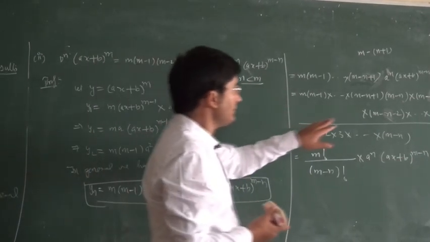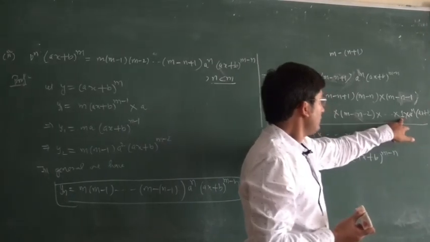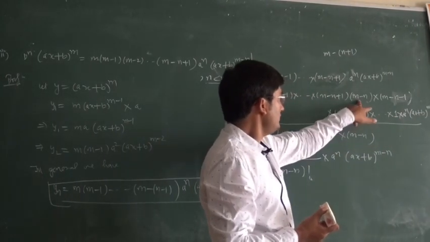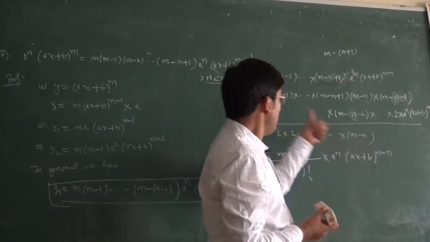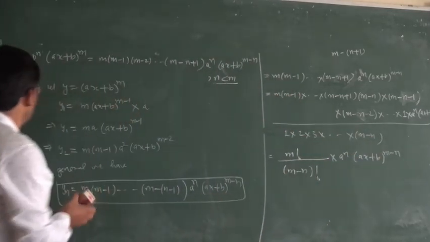And for that we have multiplied the numerator by 1 into 2 into 3 up to (m minus n minus 1) and (m minus n), and the denominator by this term, and this is your answer. Now some particular cases.